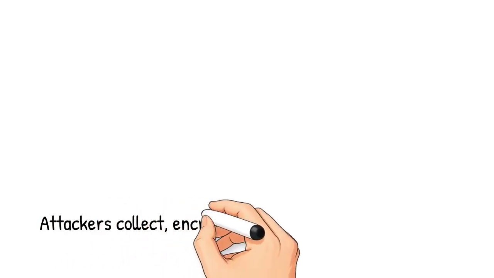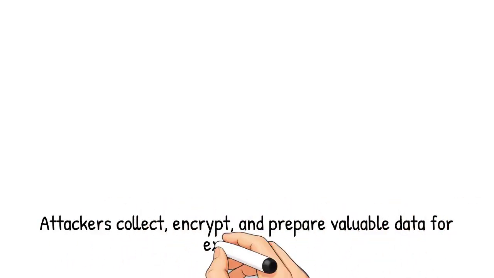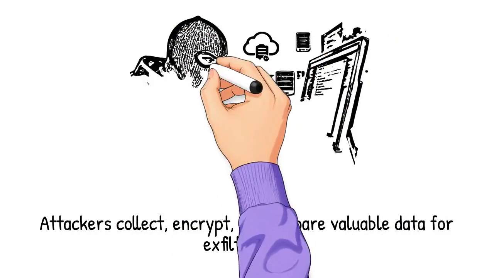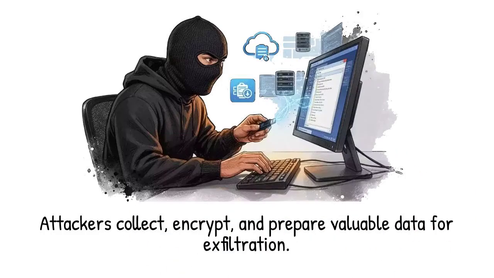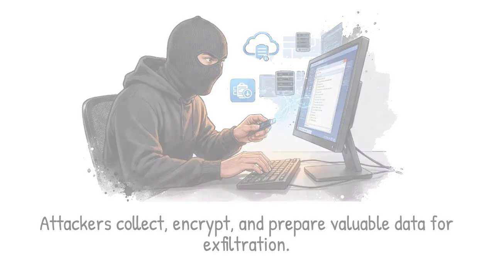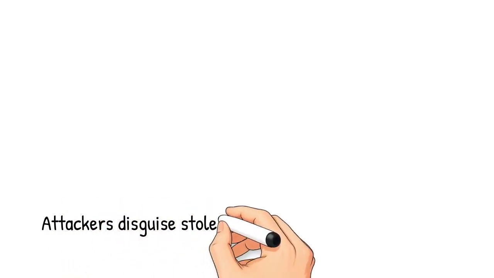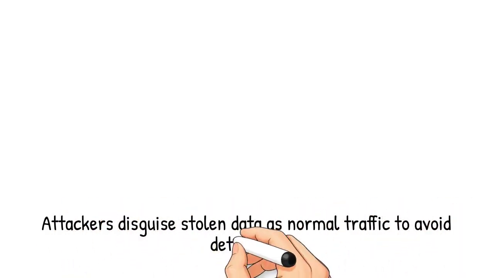Stage 6. Data collection and exfiltration, stealing the treasure. Once attackers find valuable data, they collect it, compress it, encrypt it, and prepare it for exfiltration. They may send it to remote servers, cloud storage, or hidden command and control systems. They often disguise the data as normal traffic to avoid detection.